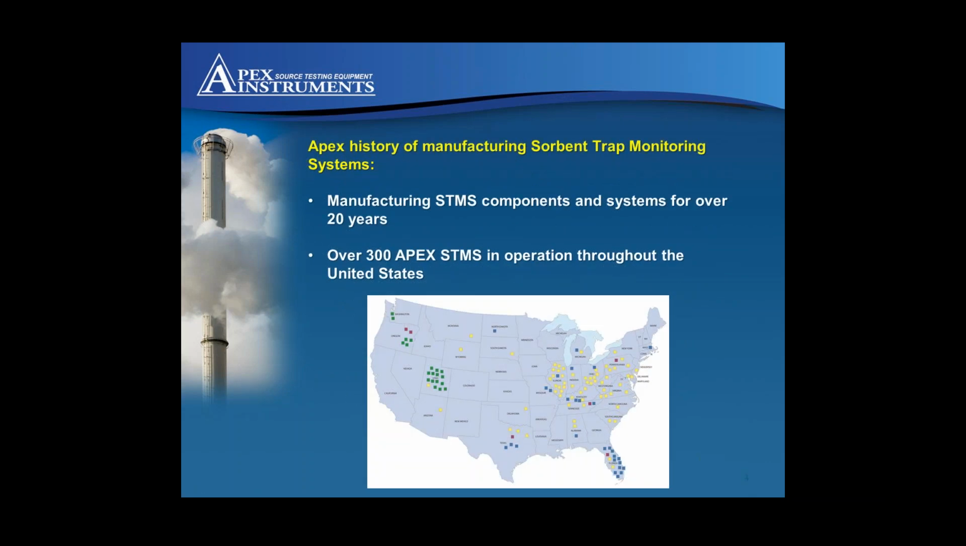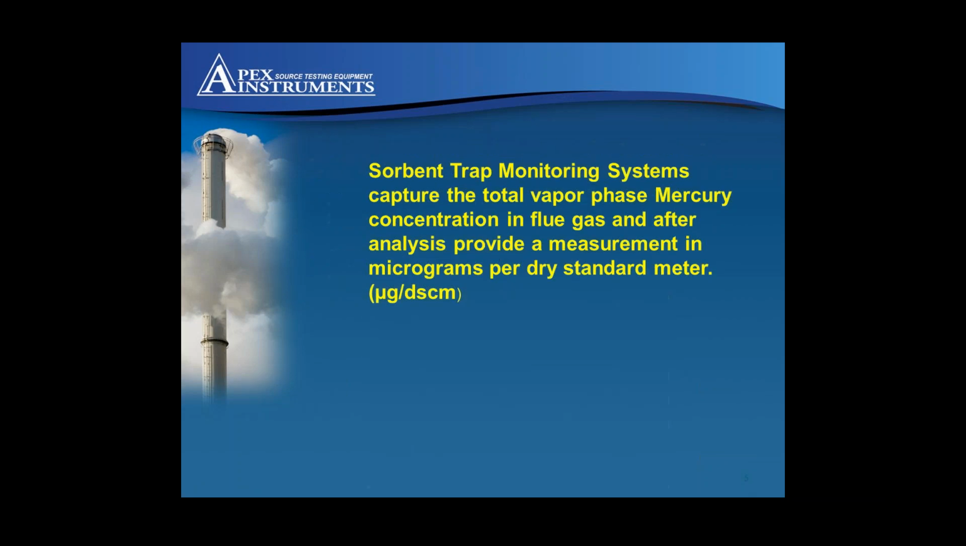Just a little bit about the product, our sorbent trap monitoring systems. We've got just over 300 of them installed in the United States, and it's been around for about 8 years. So we've got quite a lot of them in the power industry, electricity generated, some in cement and 1 or 2 other applications. But that gives you a rough map of where a lot of them are. Sorbent trap monitoring captures the total vapor phase of mercury concentration in the flue gas, and then it's analysed independently, and you get a measurement in micrograms per dry standard meter.